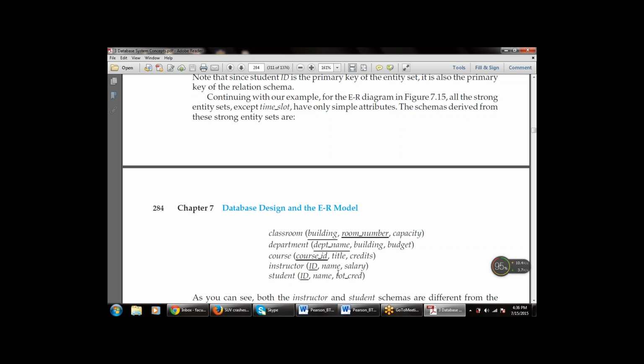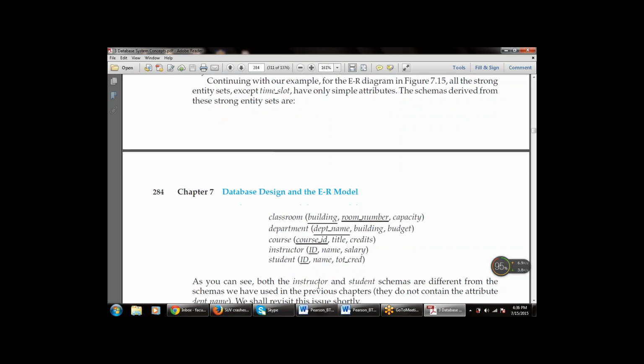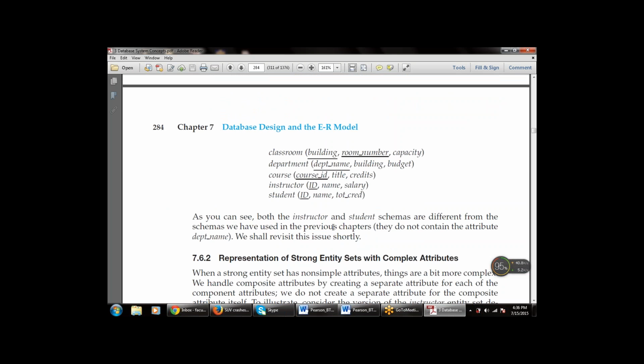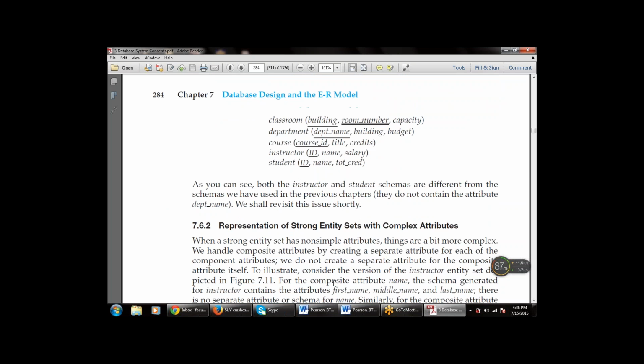As you can see, both the instructor and the student schemas are different from the schemas that we discussed in the previous chapters. We shall revisit this issue shortly.